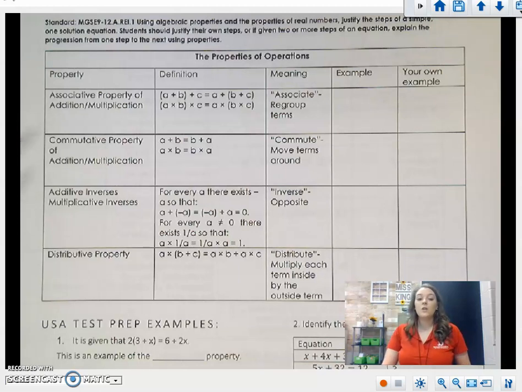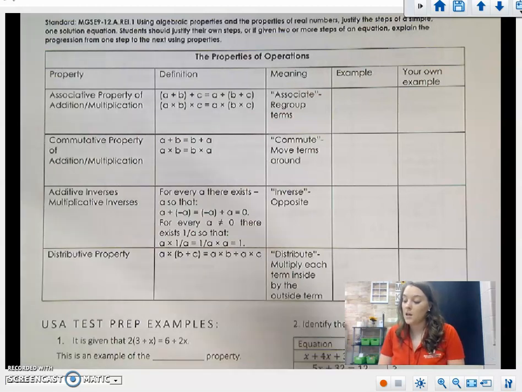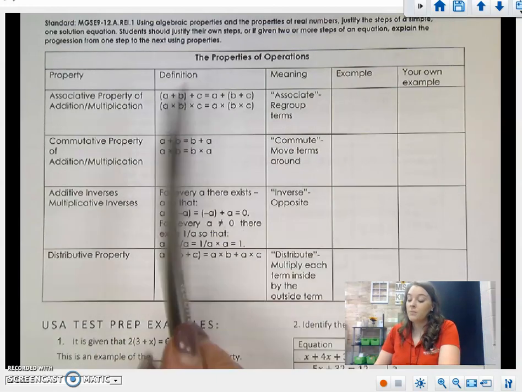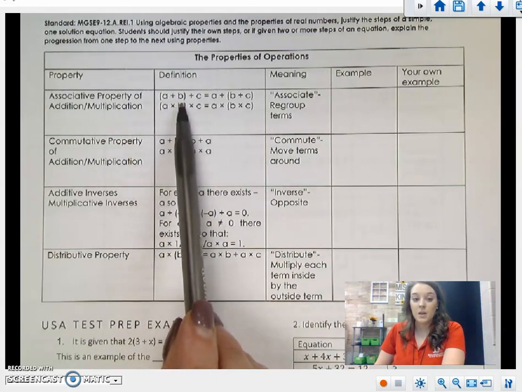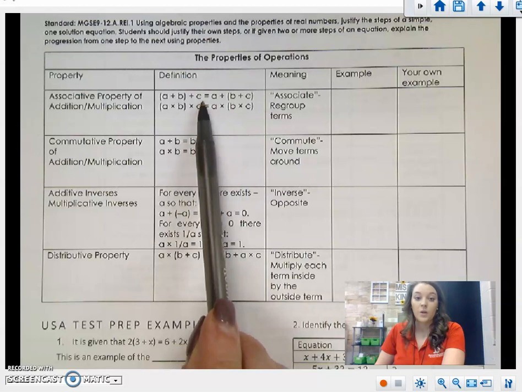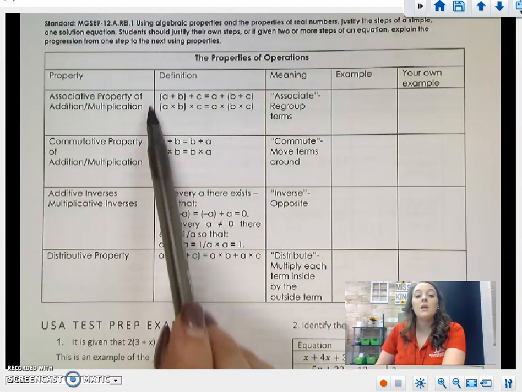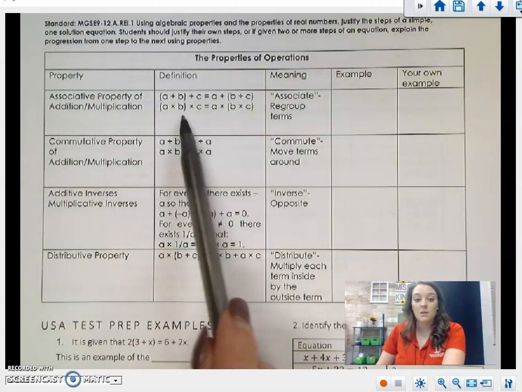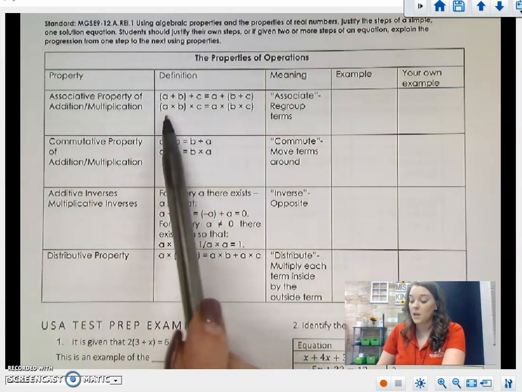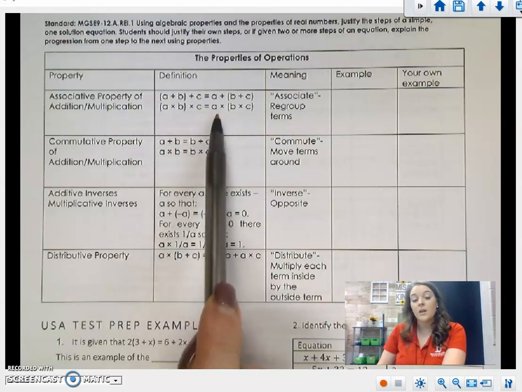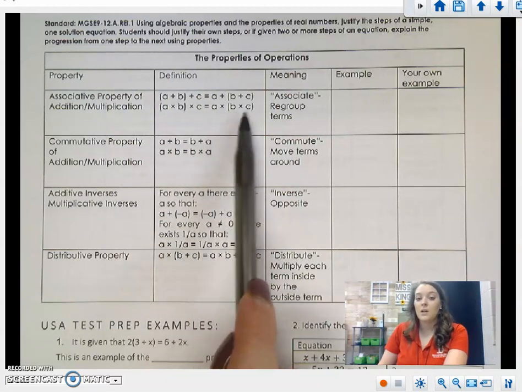So the first property is the associative property of addition and multiplication. And that means you can associate or regroup terms. So for example, A plus B can be grouped plus C, or you could say A plus the quantity B plus C. Either way, you get the same answer. And the same works for multiplication. You can have the quantity A times B times C is equal to A times the quantity B times C.